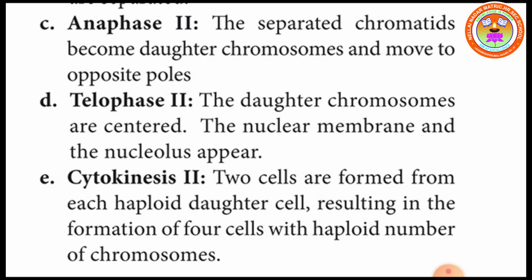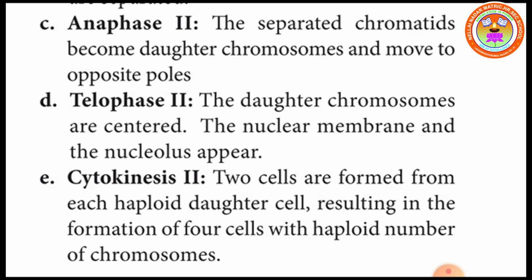At the end of telophase, where a distinct nuclear membrane is seen, the cell enters the last stage called cytokinesis 2, in which two cells are formed from each haploid daughter cell, resulting in the formation of four cells with the haploid number of chromosomes.